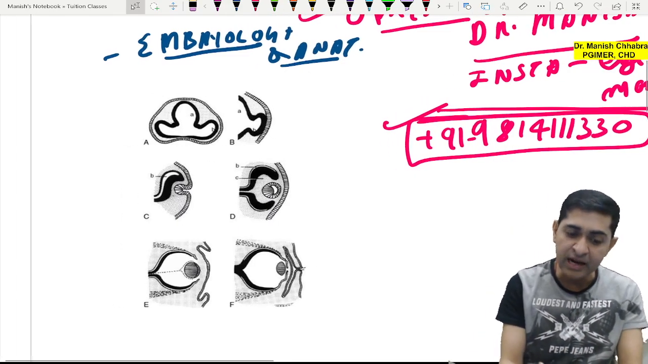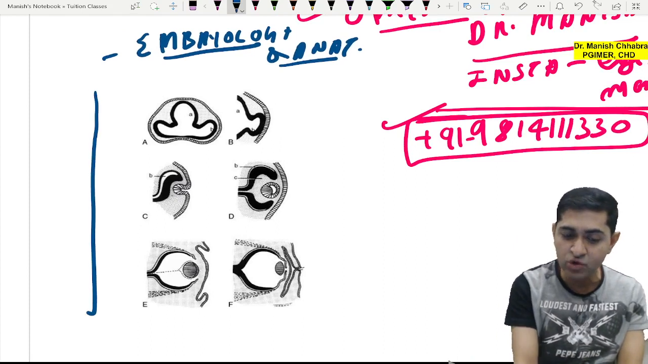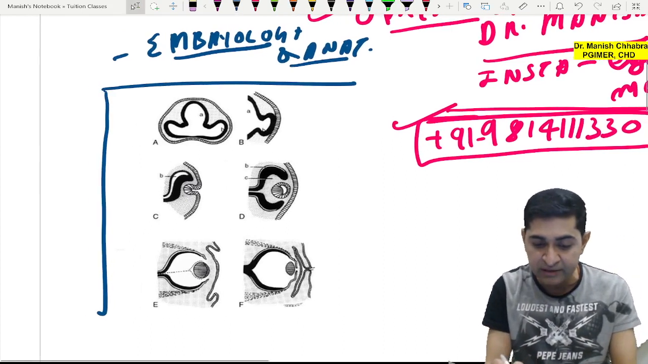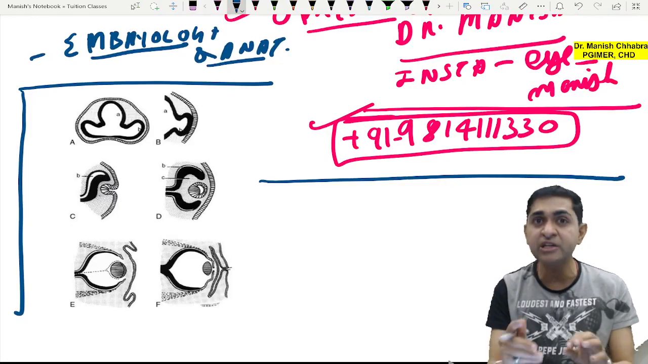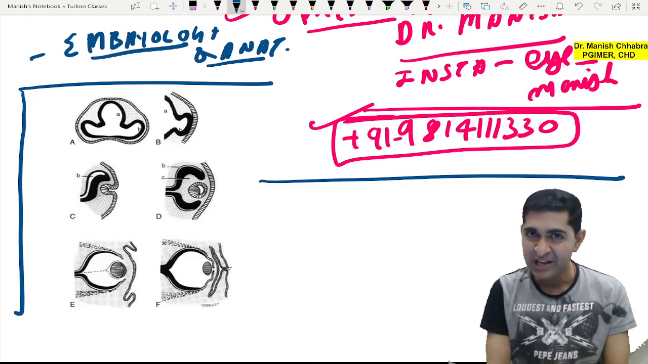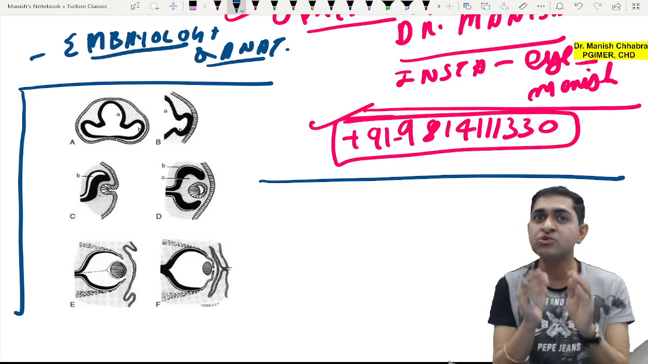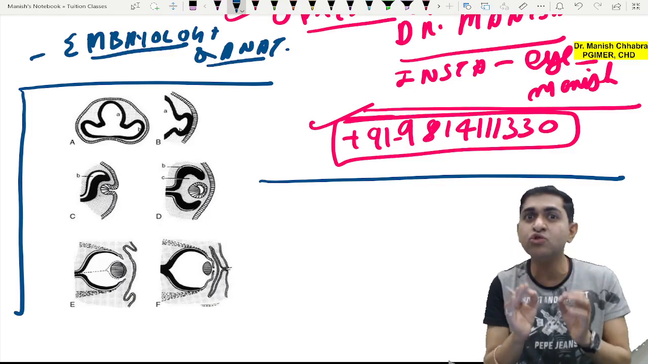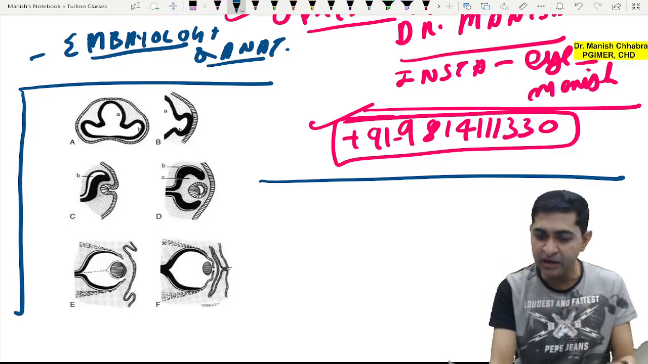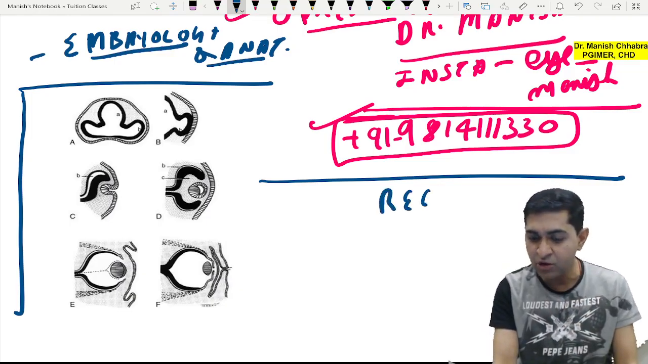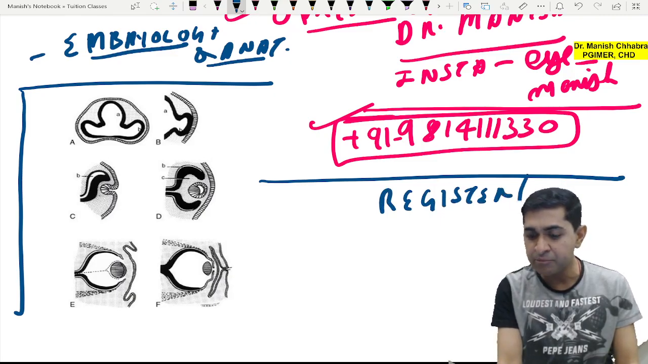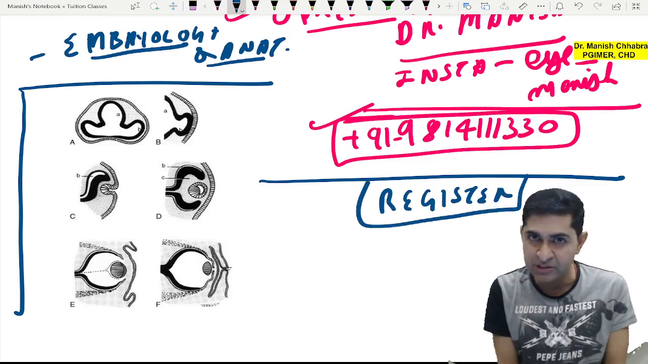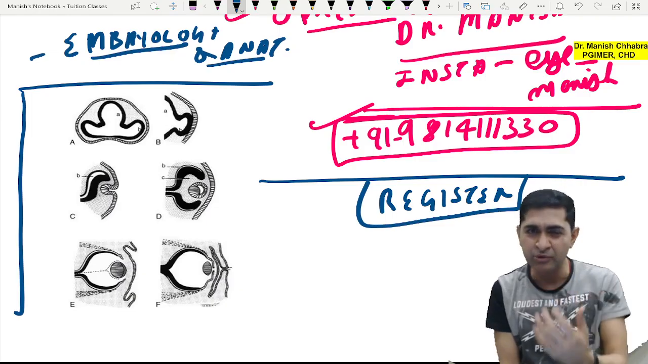Okay, now let's start with the very first topic, which is the embryology of the eye. And also please make notes. The idea of tuition classes is not to give you everything printed or in a pre-written format. So try to make notes, maintain a good register, and you have to make notes, right? It will help you.